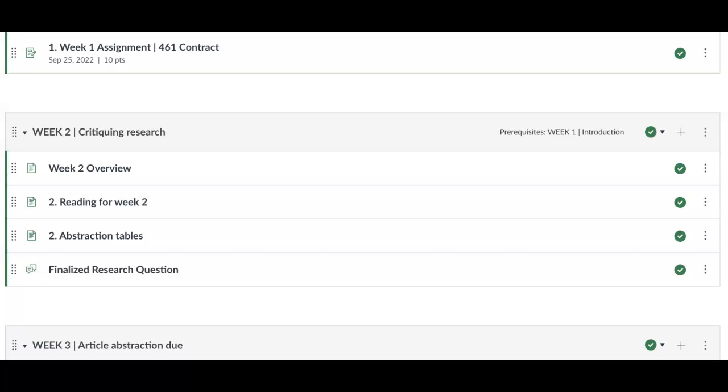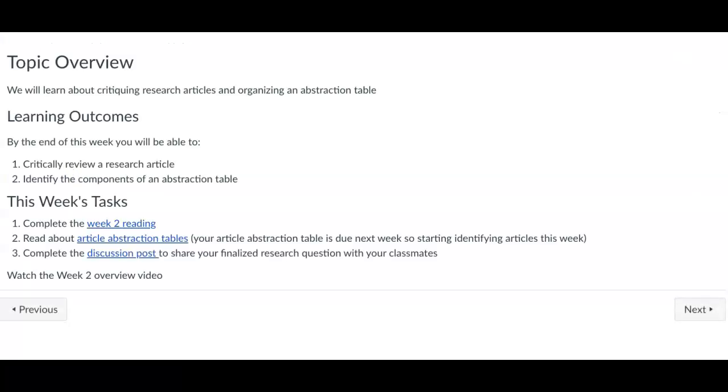To get started on this week, I'm going to click this week 2 overview page. This week, we're going to be talking about how to critique research articles, and we're also going to talk about organizing an abstraction table, which is something that you will need to do and turn in next week. So for this week, there is a page with a reading and information. Please complete all of the material on that page.